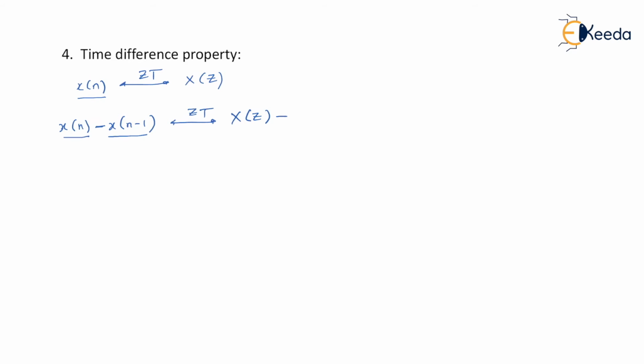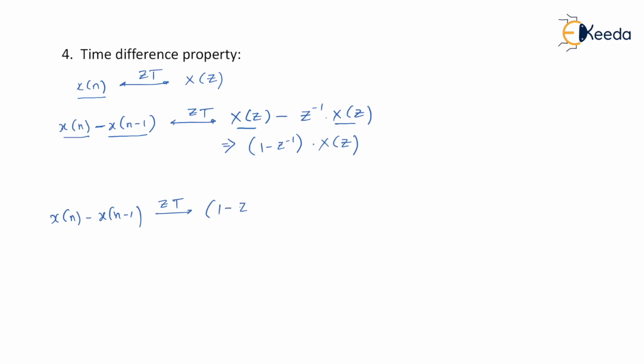If x of n has a z transform x of z, what z transform will x of n minus 1 have? It is, of course, z inverse times x of z. Very simple. Or this can be equated like this: x of z we can take common, and then what we have is 1 minus z inverse times x of z. Is that right? So let us write it final. That is x of n minus x of n minus 1, which we called a time difference equation, will always have z transform as 1 minus z inverse times x of z.